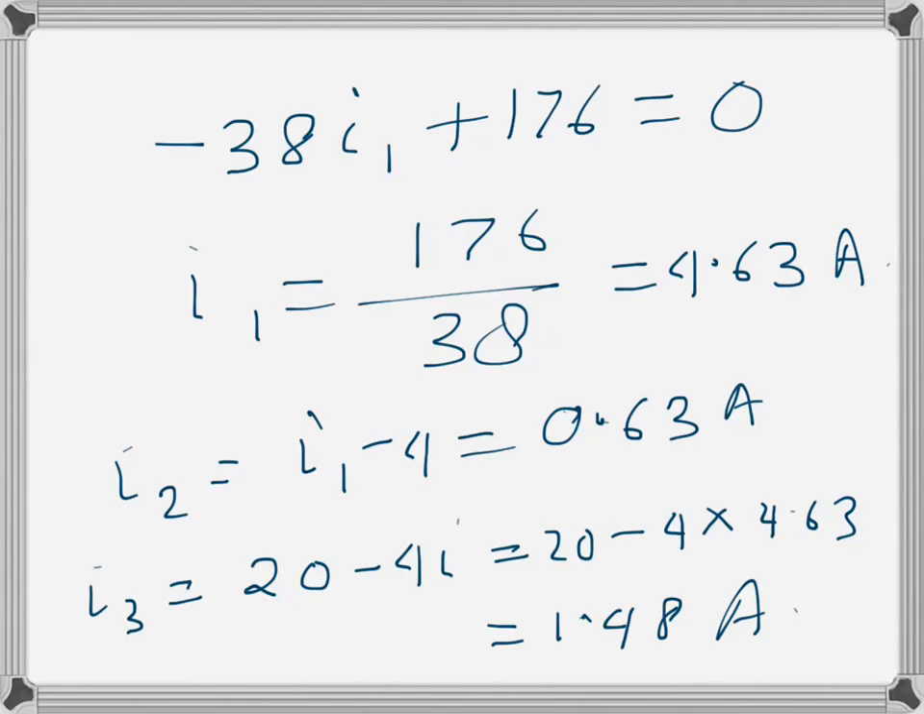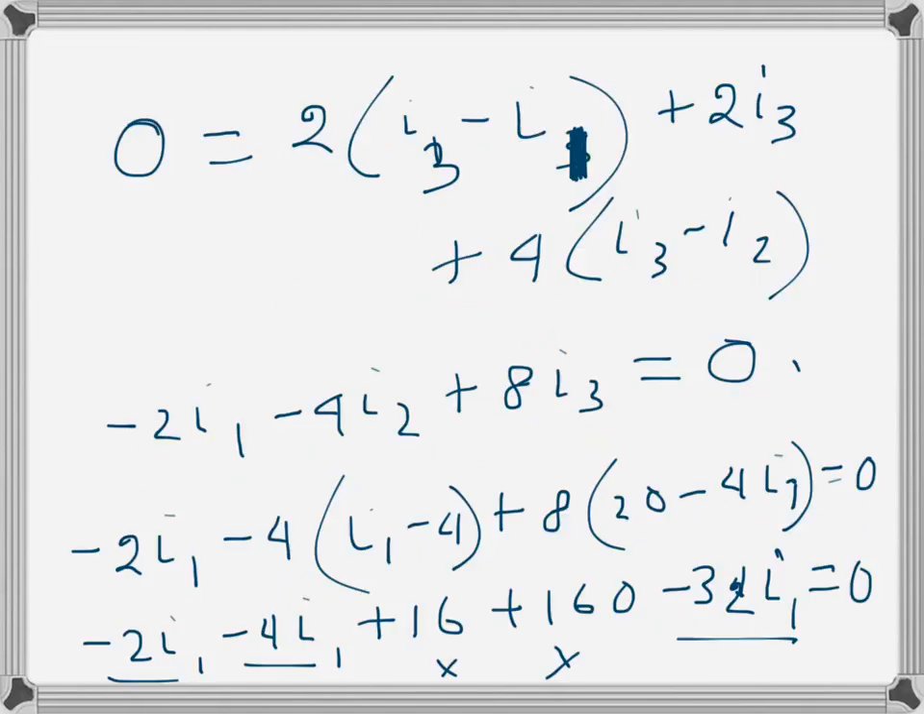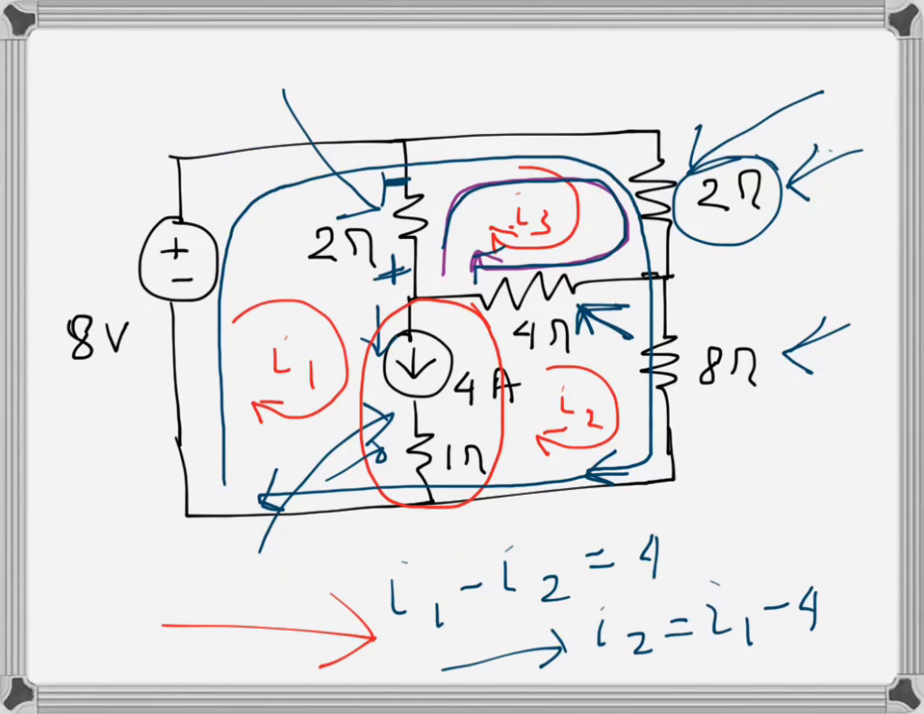So these are the three mesh currents. The different thing here is that, since we had a current source in one of the branches, we avoided that branch while writing the KVL equation, and that's the trick. When we have to use the mesh current method and there is a current source, we should avoid writing KVL for that particular branch.